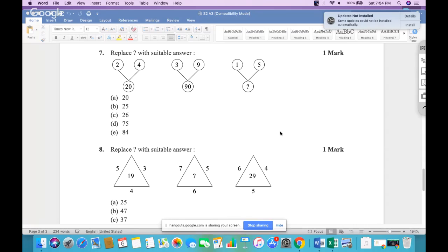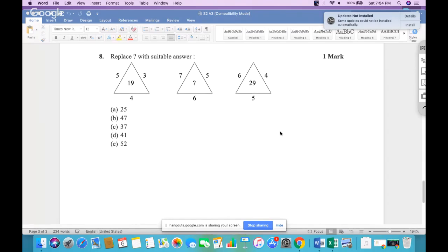Yes, 26 is the right answer. So 2 square plus 4 square is 20, 3 square plus 9 square is 90, 1 square plus 5 square will be 26. So that's the right answer. Solve question number 8. After that, we'll wrap up the session.